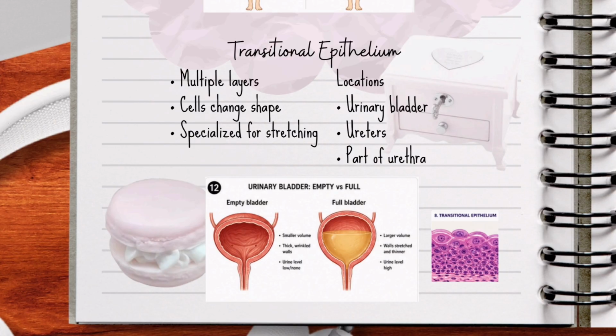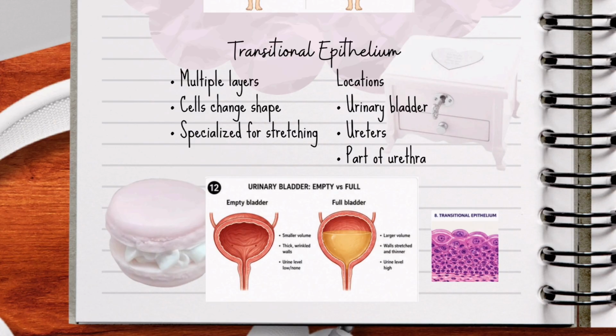Unlike other epithelial tissues, transitional epithelial cells change shape depending on how much the organ is stretched. When the bladder is empty, the surface cells appear rounded or cube-shaped. As the bladder fills and expands, these same cells flatten, allowing the tissue to stretch while maintaining a protective barrier. This specialized tissue lines the urinary bladder, ureters, and part of the urethra, making it perfectly suited for organs whose volume changes regularly. It's an excellent example of how the structure of a tissue directly reflects its function.